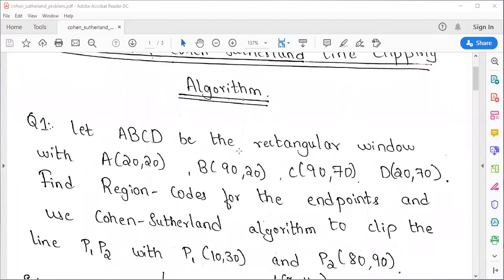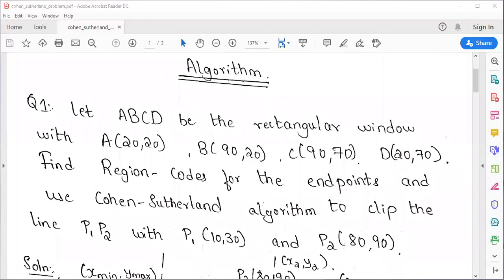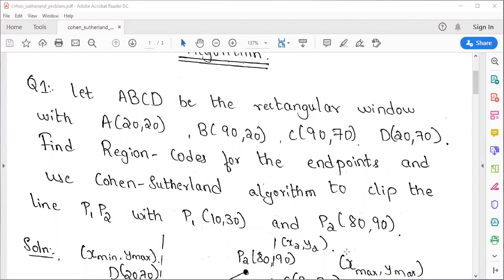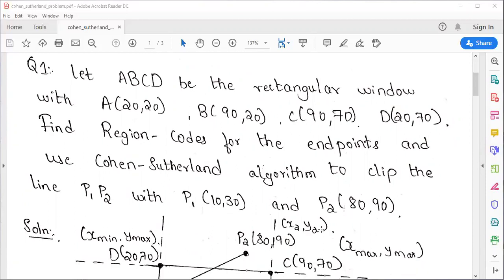Let ABCD be the rectangular window with A (20,20), B vertex (90,20), C (90,70) and D (20,70). Find the region codes for the endpoints and also use the Cohen-Sutherland algorithm to clip the line P1, P2 with P1 (10,30) and P2 (80,90). So they have given the coordinates of the window and also they have asked us to clip the line with the two endpoints P1 and P2.